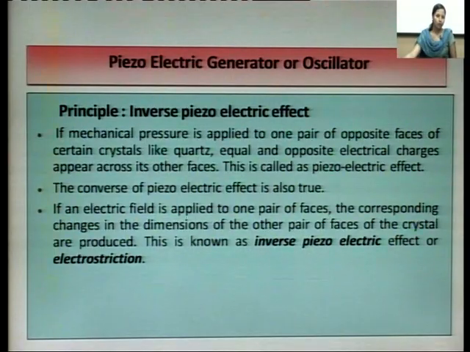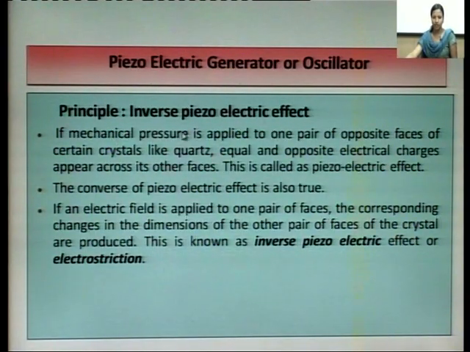Next we come to know about the second type of generator of ultrasonic waves. This generator is called the piezoelectric generator or oscillator. It is based upon the principle of the inverse piezoelectric effect. Although its name is not inverse piezoelectric oscillator, its principle is based upon the inverse piezoelectric effect. So we will come to know about this effect in detail here.